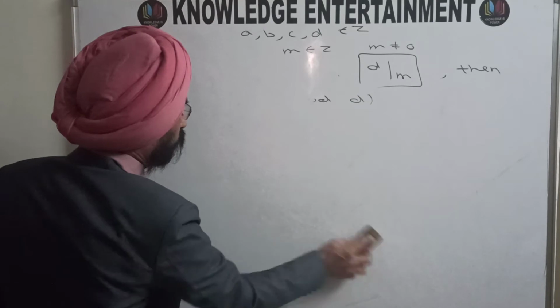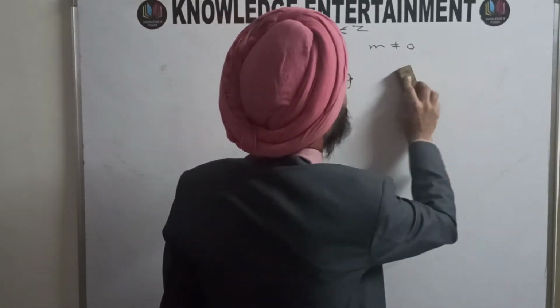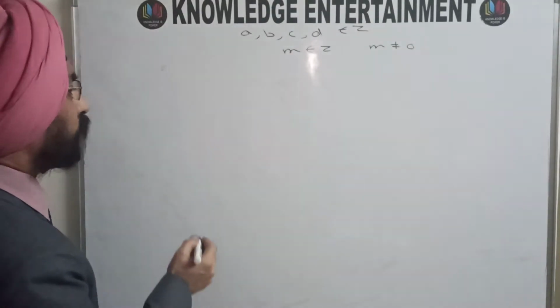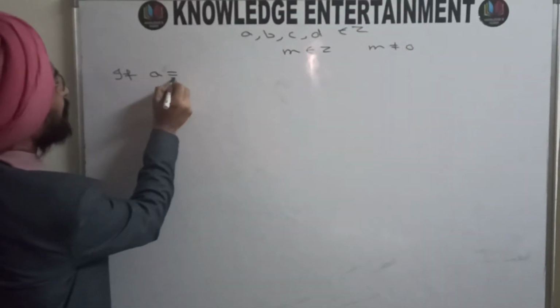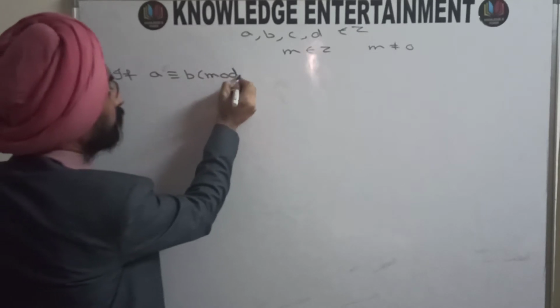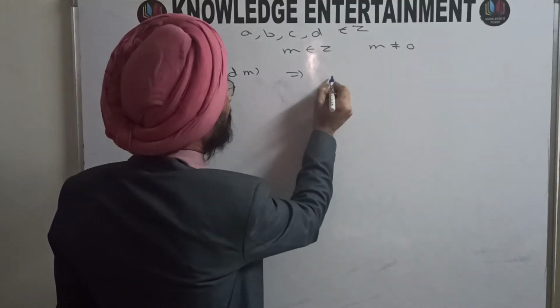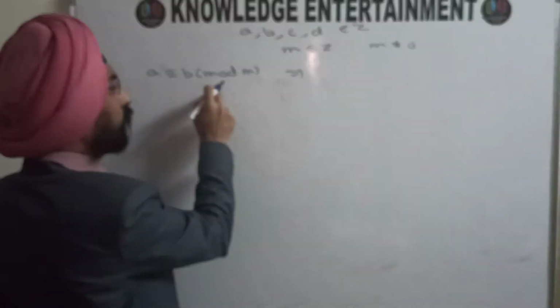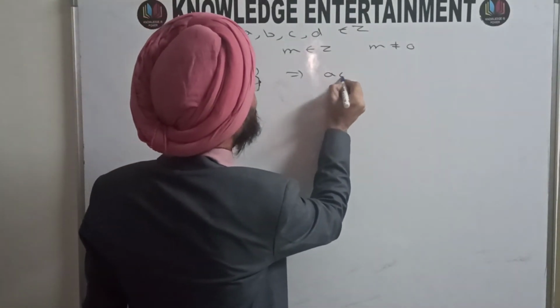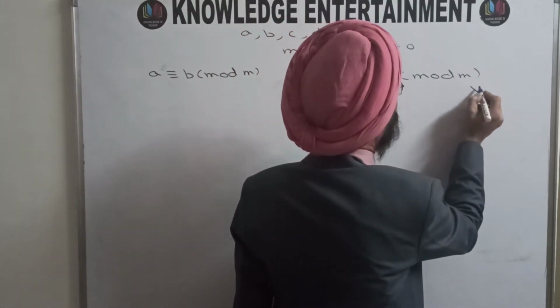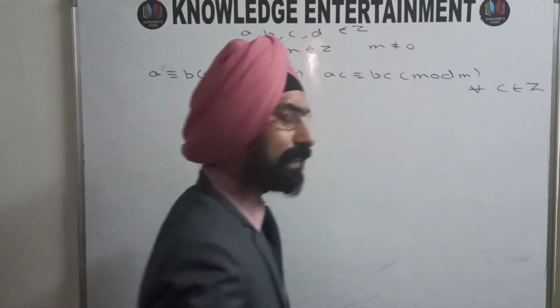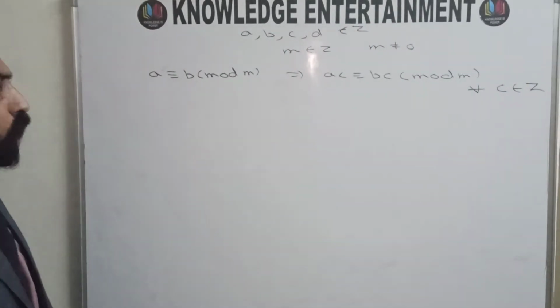I'll prove some 4 or 5 results and then I'll leave you to practice all these results. The second one I'm going to take is, if A is congruent to B modulo M, then AC is congruent to BC modulo M for every C belonging to the set of integers. And the proof is once again very easy.